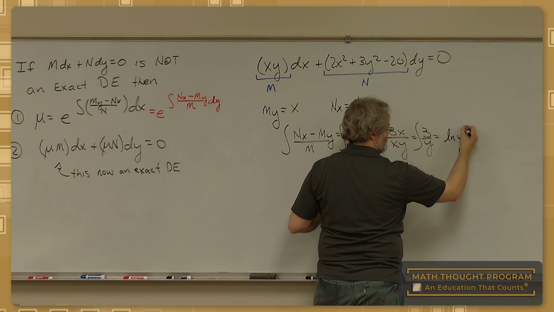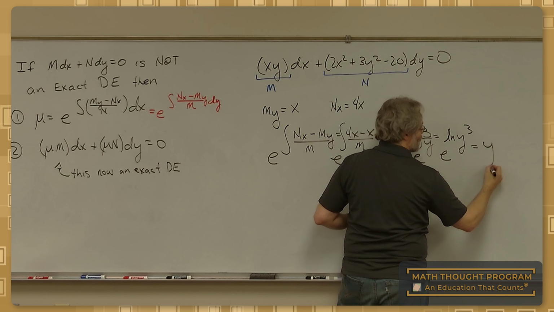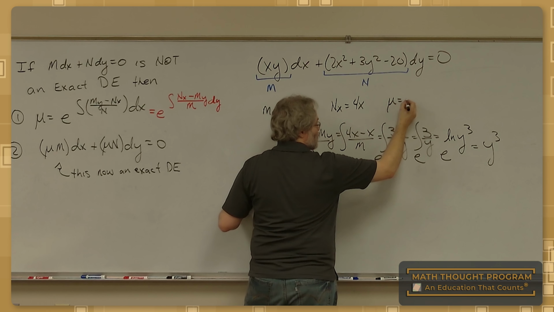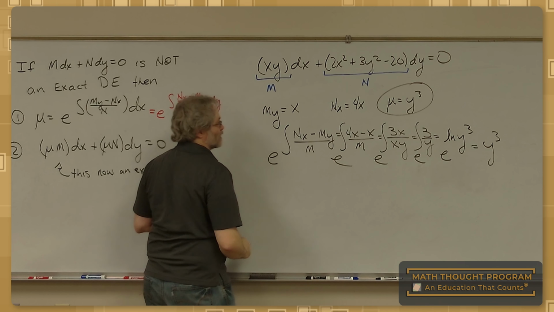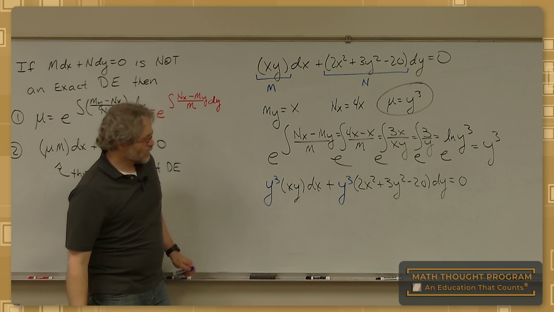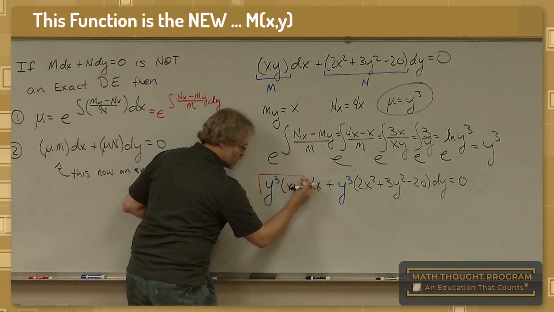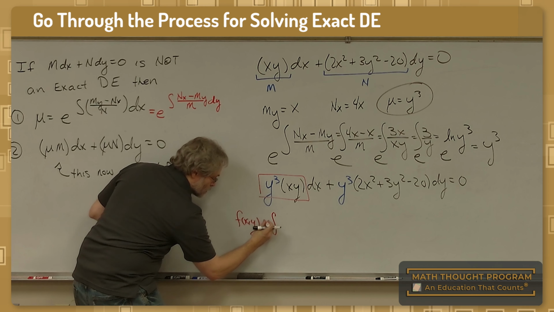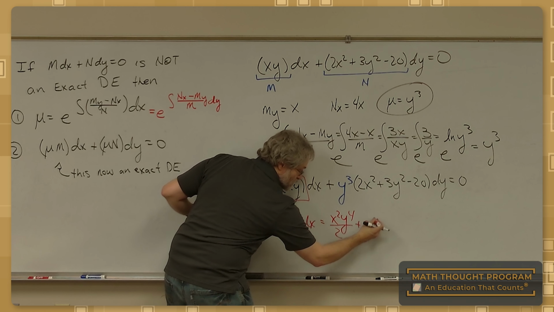Natural log of y to the third power. Exponentiate: y to the third power. All right, so our integrating magical factor that we're going to use is actually this one. Now let's multiply. Okay. Take this function, integrate in terms of x. And then we have our g function.